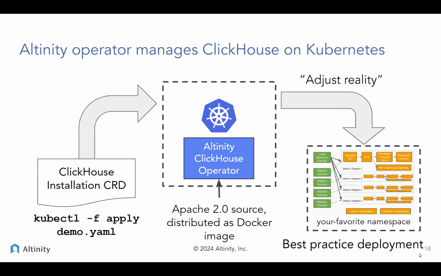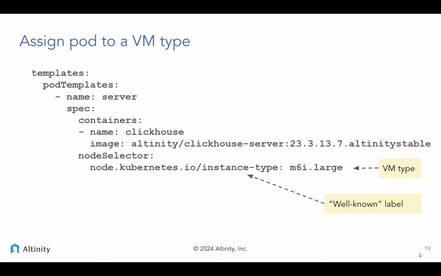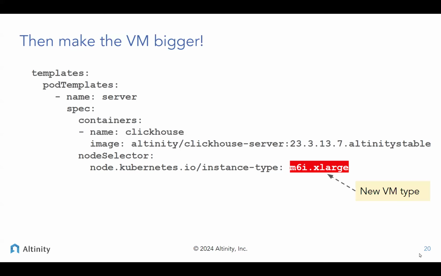So say on the next slide, we want to scale the compute. This is an example. This is a very small part of a ClickHouse installation manifest that defines that we deploy ClickHouse with the M6I large instance type. And on the next slide, we can change this instance type to a different one and apply this change to Kubernetes, and the operator will see it and reschedule our ClickHouse on a bigger node.